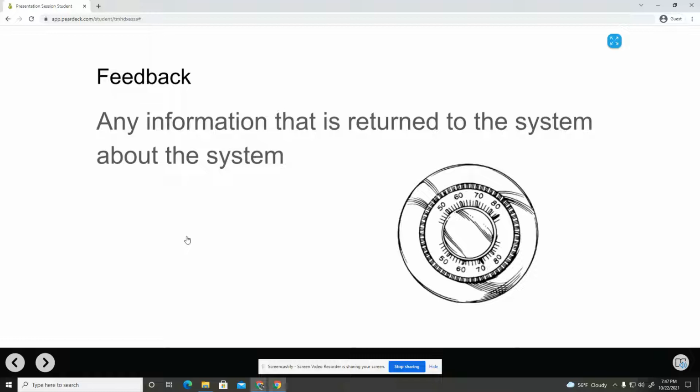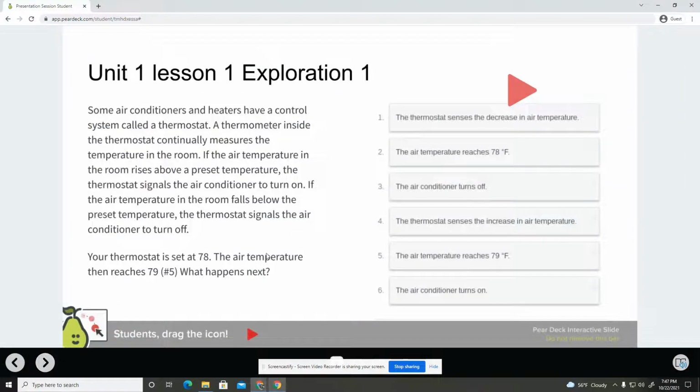Feedback is any information that is returned to the system about the system. It does not have to be from the system. It can be from the system, or it can be external. Here's an example of feedback, and this is part of your book, where you have a thermometer inside the thermostat, and then it measures the temperature of the room, which causes it to kick on or off.